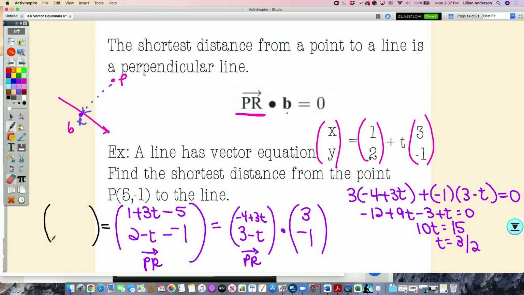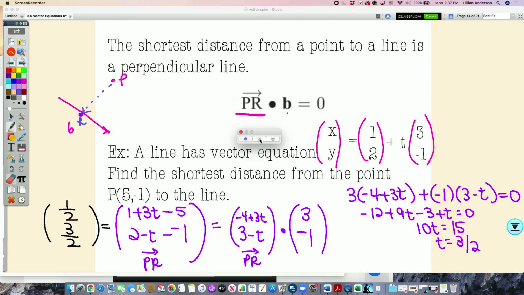You said 1/2. I can't hear it over the Skittle bag. 1/2 and 3/2. 1/2 and 3/2. Can I get confirmation? Yeah. I didn't do the math, but I'm pretty sure it's right. It works out.